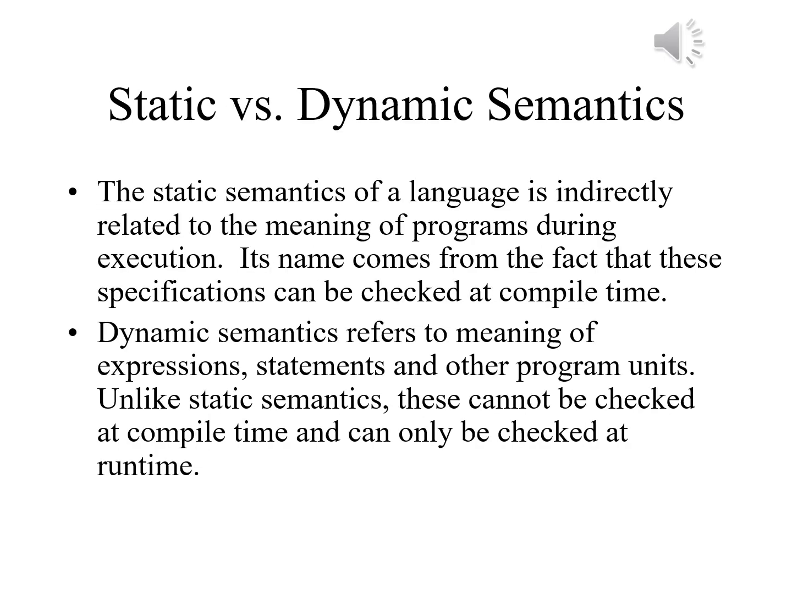The static semantics of a programming language is indirectly related to the meaning of programs during execution. Its name comes from the fact that these specifications can be checked at compile time, will be checked at compile time, and will be true each time we execute the program. Dynamic semantics refers to the meaning of expressions, statements, and other program units. Unlike static semantics, these cannot be checked at compile time and can only be checked at runtime.